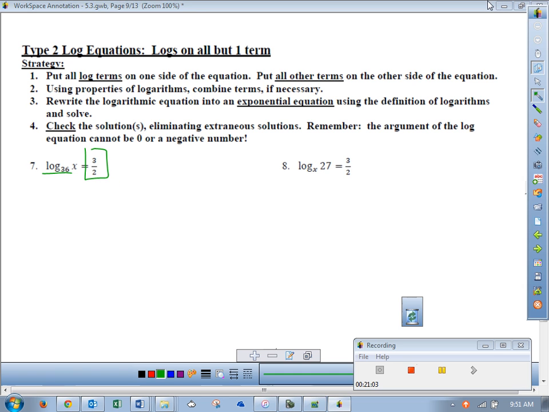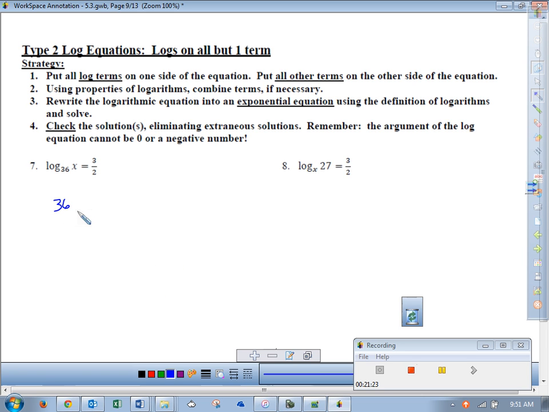You first want to get it down to where you got log equals number. Right? You don't want all this other expanded stuff. You got to contract it down. Rewrite it exponentially. So when you have log base 36 of x equals a number, rewrite it exponentially. So who's the base?